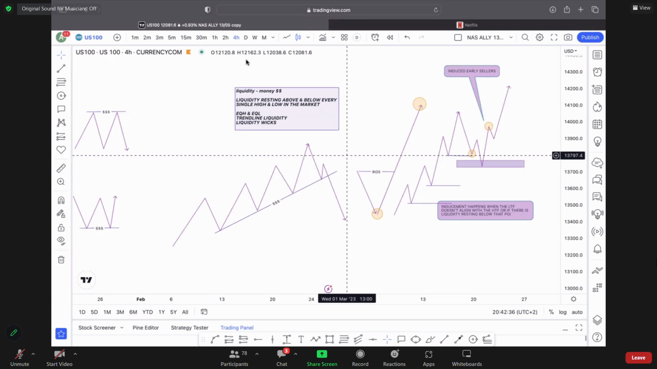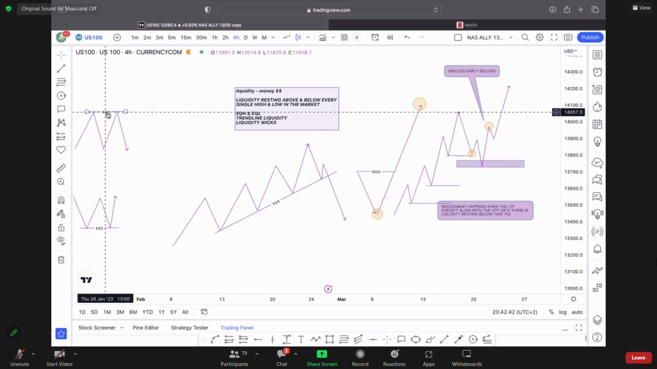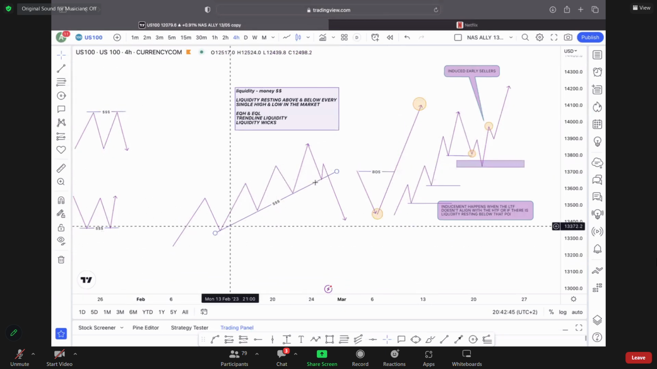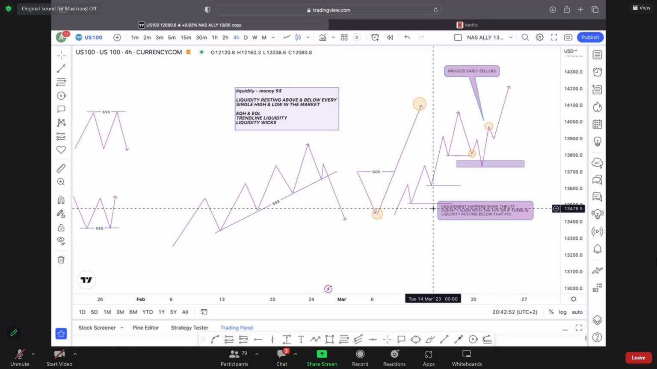I will show you guys an example, no stress. Let's say, for example, we've got equal lows or equal highs. We know liquidity is resting there. We know liquidity is resting in a trend line. And we also know liquidity is resting below or above a high and low in the market, every high and low.